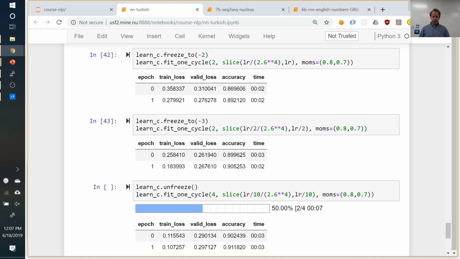Before Rachel tells you about GRUs, I've just got a couple of follow-ups from previous lessons. The first is, I lied to you. I told you our Turkish classification model was 89% accurate. Actually, it's 91% accurate. It turns out there was a bug in the FastAI library with parallel processing that was making it slightly wrong. So if you rerun it with the latest FastAI, you'll actually get 91, which is even better. And of course, we didn't do the backward model for that, so you could then ensemble that with a backward model to get better still.